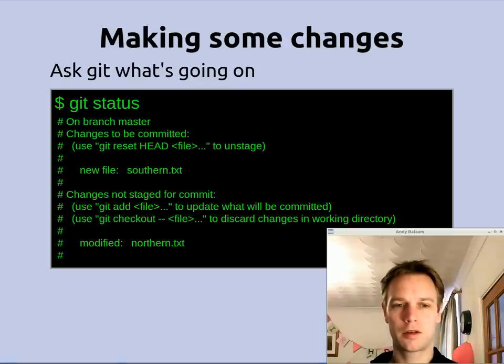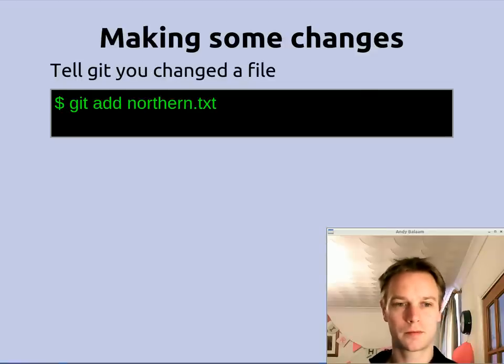So what that means is southern.txt has been moved into the index or the cache or the staging area. Or not moved, sorry, copied, but Git now knows about it, and the version of southern.txt that we have in our working directory is now also in this staging area. But what it's saying about northern.txt is, you've got changes to northern.txt that are not in the staging area, they're only in your working directory. So you've made changes, but you haven't yet told Git about it.